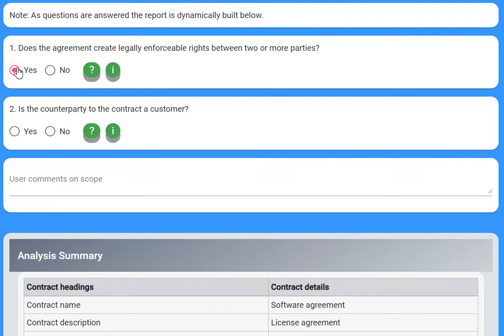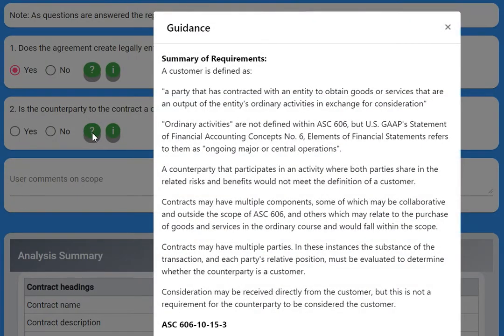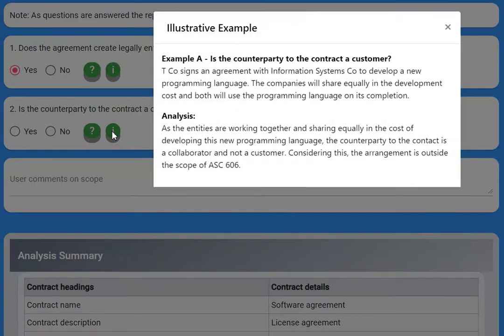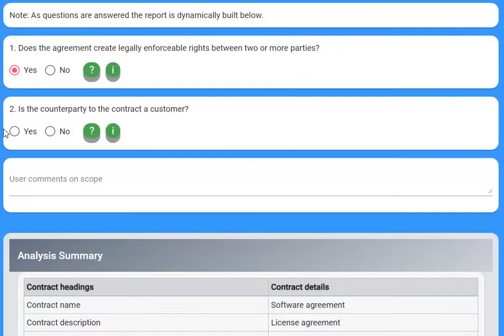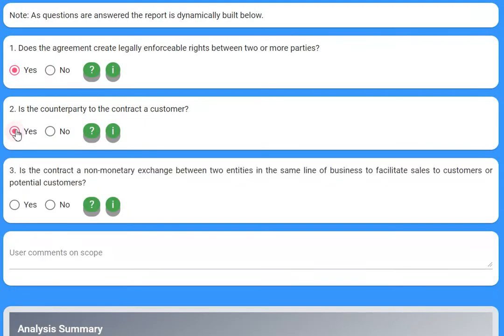If you're unclear what a customer might be, you can select the green button. The question mark here will provide you a summary of the requirements. So you'll see there that a customer is defined as a party that has contracted with an entity to obtain goods or services that are an output of the entity's ordinary activities in exchange for consideration. The summary of the requirements continues and it elaborates on what are considered ordinary activities. If you're still a little unclear on how to implement it, you can select the I button and an example will be provided throughout the site, which will help, coupled with the requirements, to understand how to go about implementing.